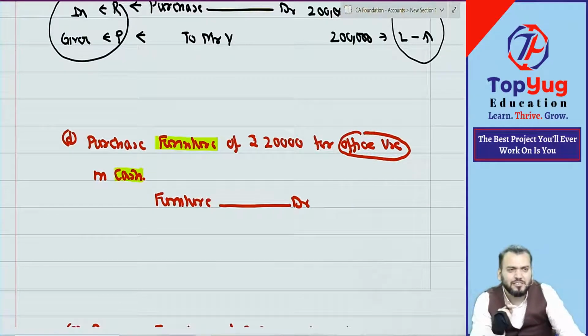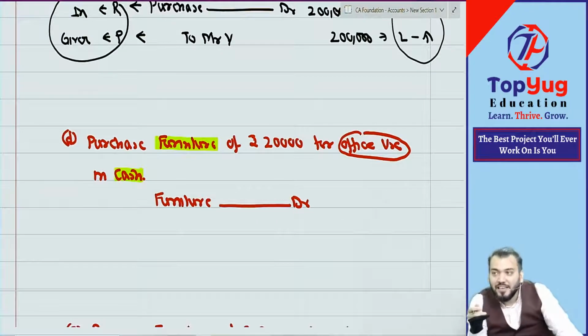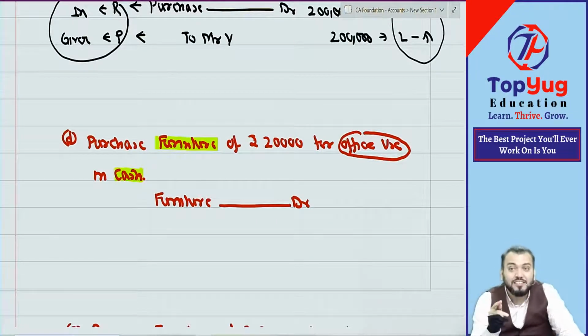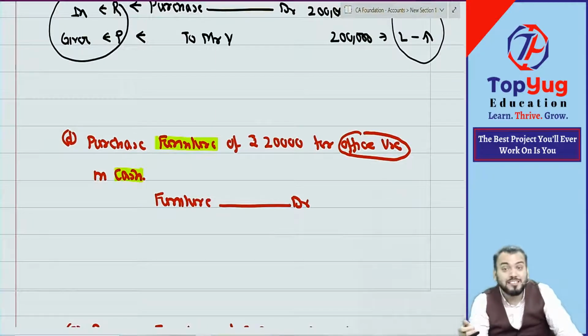Last class we have done that any item you are purchasing for sale, then we'll open the purchase account. Any item which we are using for office use or any use, then we'll open the respective fixed asset account. So this time, which account will we open? Furniture account. Nothing to worry. Mistake is good. Always mistake is good. We should be happy, but we should rectify it as soon as possible.